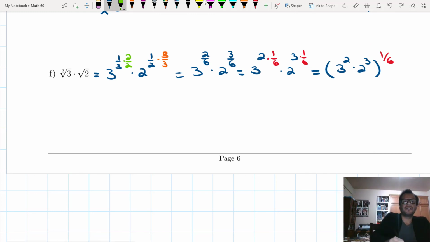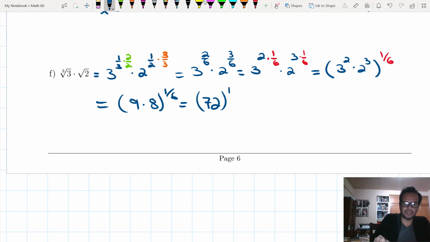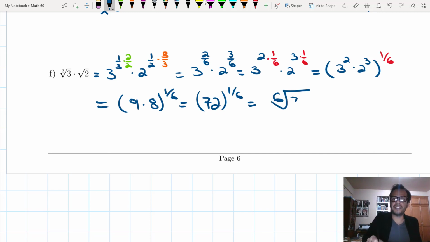Now, the quantity inside of the rational power will be 3 to the 2nd power, which is 9, times 2 to the 3rd power, which is 8, raised to the 1/6. And that's going to be 72 raised to the 1/6. Let's write this in radical form. That's the 6th root of 72. Okay, and that's the final answer.